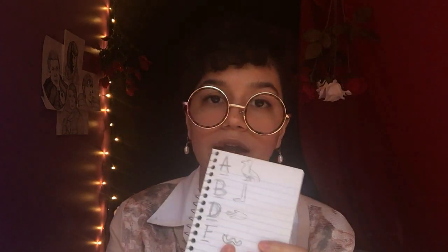So, repeat with me, after I say it. If you were to see this character, you would say F. So, F, like fish, or Philip, or Fontaine, or Phoenician.